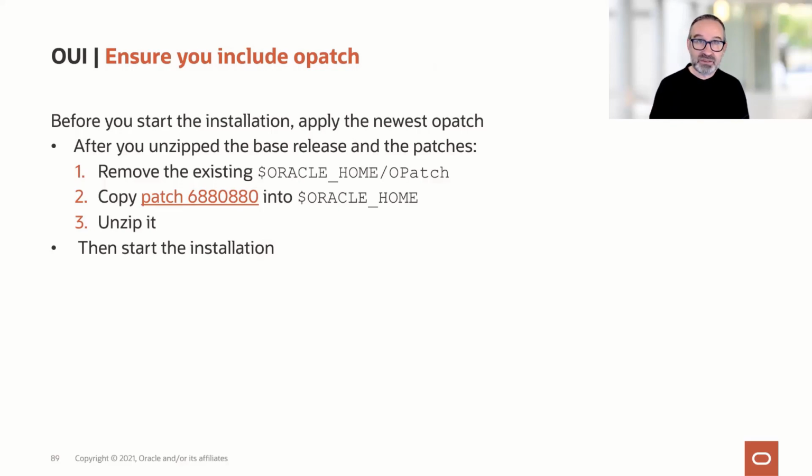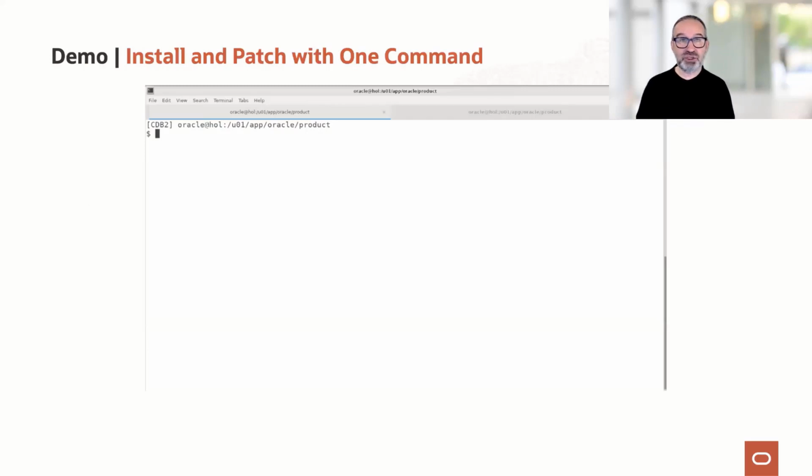When you unzipped the base release, you unzipped your patches, you have kept everything in separate subdirectories, then remove the existing OPatch from your future Oracle Home. You remove the OPatch directory, you copy the patch 6880880 into this Oracle Home, you unzip it there, it recreates the OPatch subdirectory, and then it flows. So keep that in mind, and let me show you this with a quick demo here in one command.